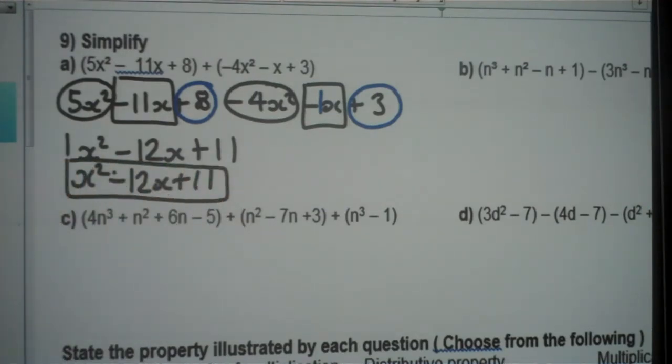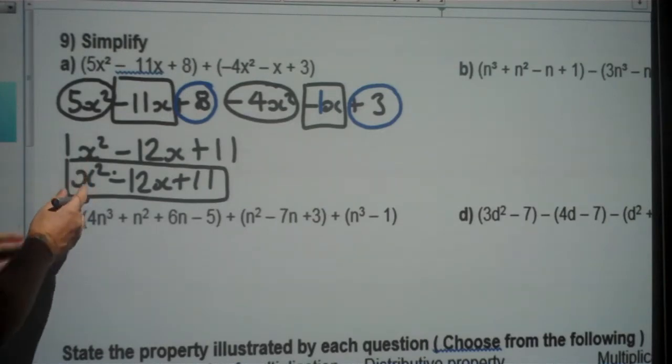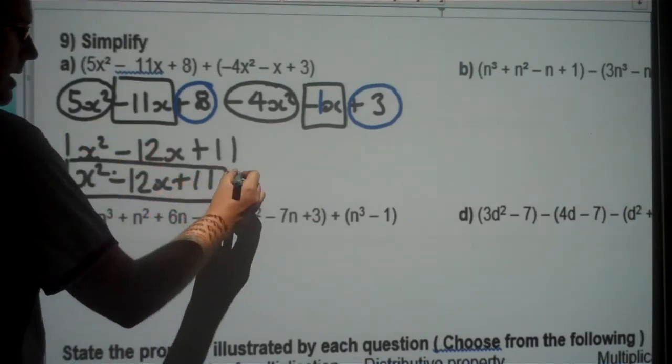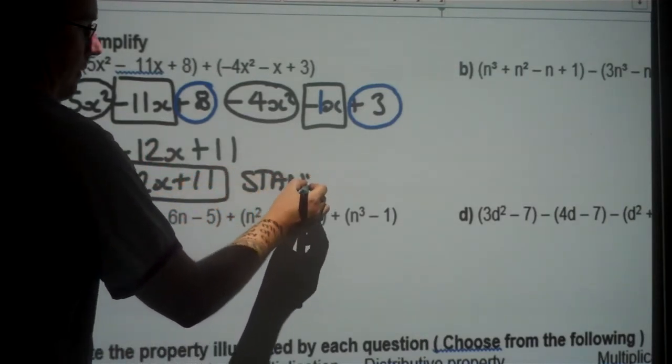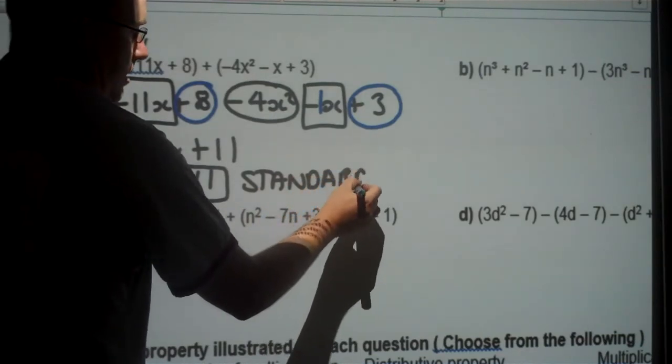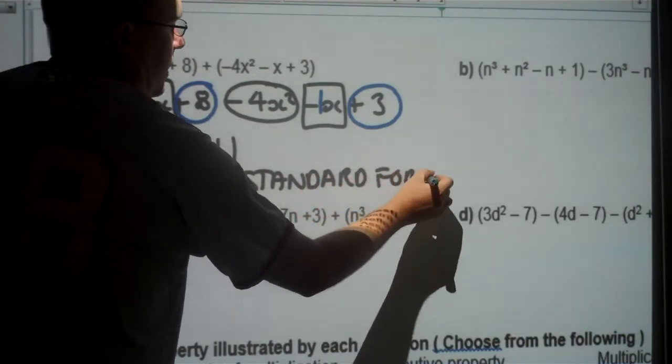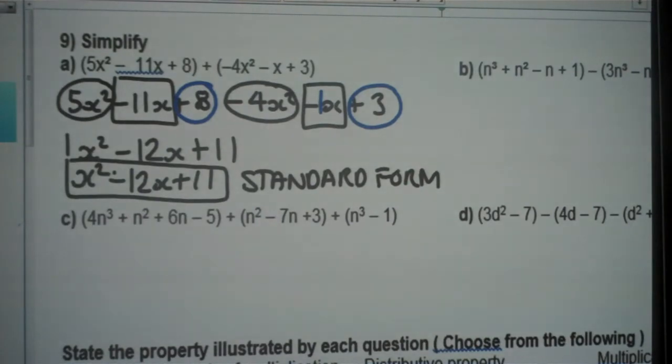Also, a word of vocabulary we're going to use in a later chapter is, when we start with the highest power and then decrease the power, we're going to say standard form. So we'll talk about that word now, and then hopefully when you see that in a later chapter, you can remember that vocabulary.